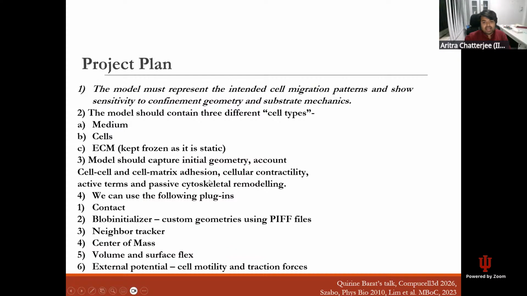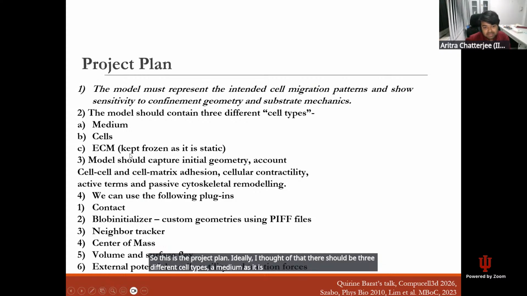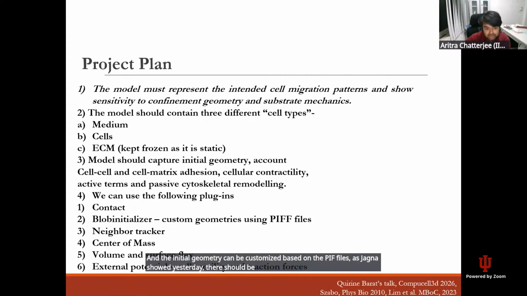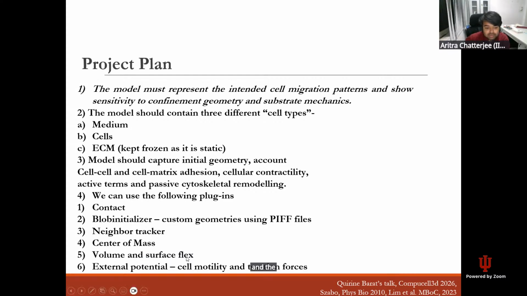So this is the project plan. Ideally, I thought there should be three different cell types: the medium as it is, the cells, and the ECM. The ECM we kept frozen, and the initial geometry can be customized based on the PIF files. As Chandra showed yesterday, there should be the contact plugin, which should take into account the cell-to-cell and cell-matrix interaction. And the volume and surface flex can be used to take into account the cytoskeletal remodeling.